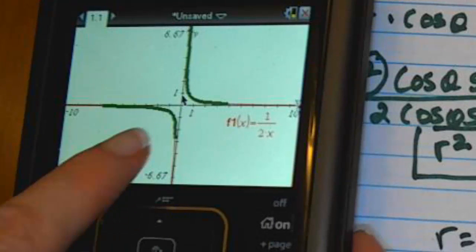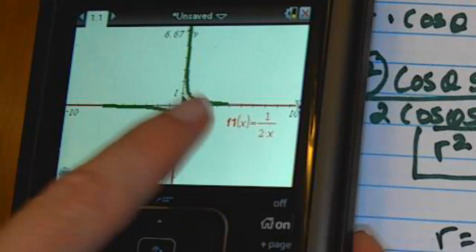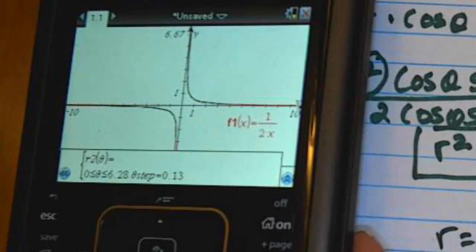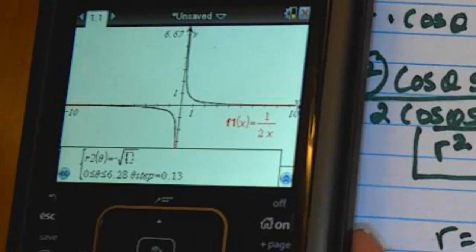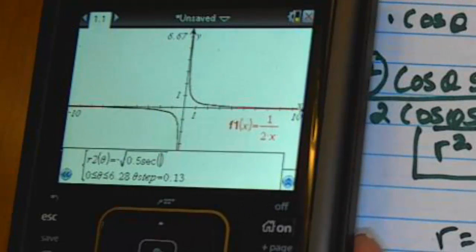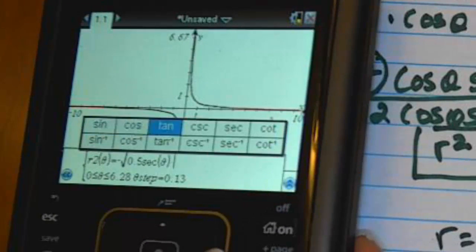And notice how I get part of the graph. You see the graph kind of overlapping a little bit on the red, but it doesn't completely overlap the red. That's because I still have to graph the negative part. I have to graph the negative square root of 0.5 times the secant of theta times the cosecant of theta.